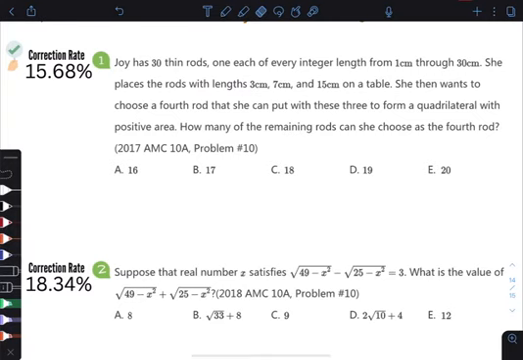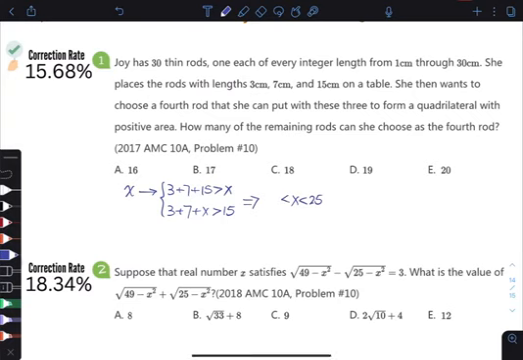Okay, so now let's assume the fourth side is x centimeters, and then we can deduce some inequalities. The first one, 3 plus 7 plus 15 must be bigger than x. And now let's pick up two short sides. So 3 plus 7 plus x must be bigger than 15. Alright, and now let's find out the range of x. The first one, x should be smaller than 25. And the second one, x must be larger than 5.